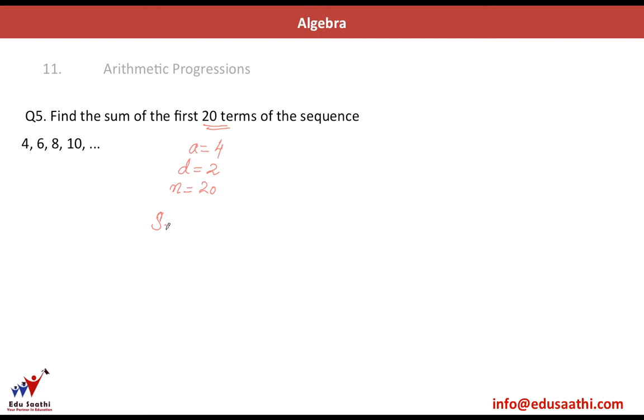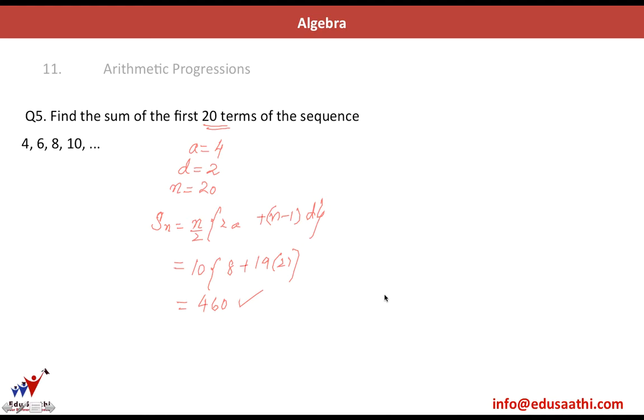So the sum of n terms is given by n by 2 into (2a plus (n minus 1) into d). I'll just apply the formula simply: 10 into (8 plus 19 into 2). I'll apply the formula directly to get to an answer here. The answer that you'll get will be 460. So if you sum up the first 20 terms of the sequence, they'll sum up to 460.